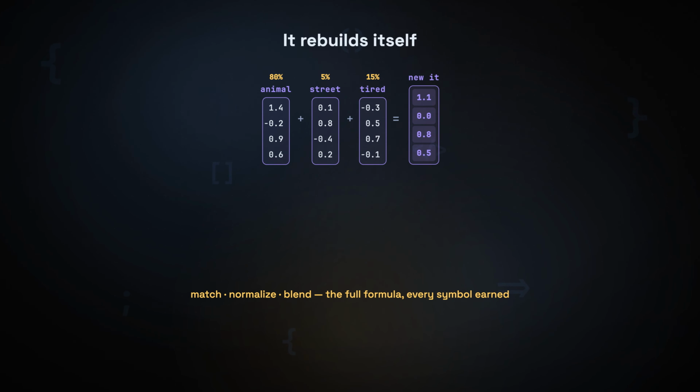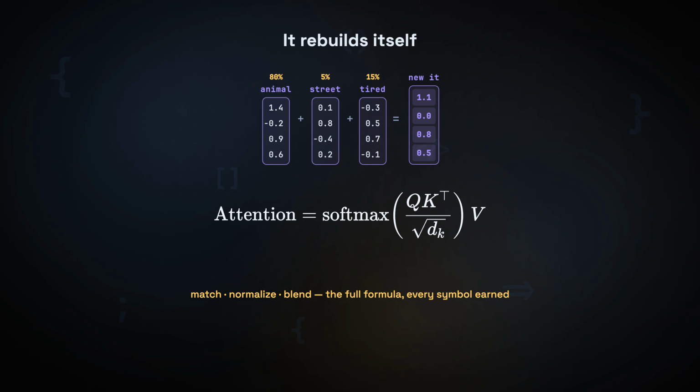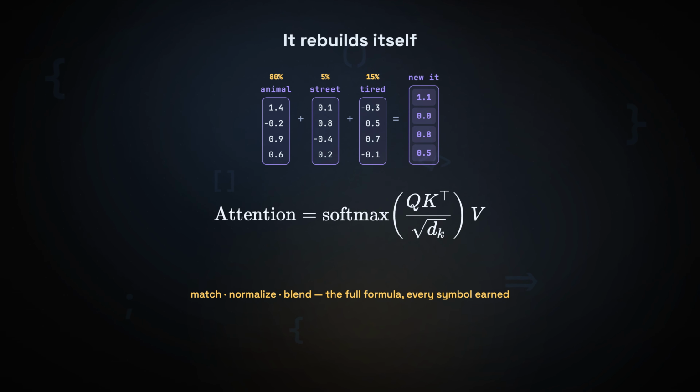Because animal dominates the blend, the new vector for it now points mostly toward animal's meaning. It has literally absorbed what animal is. And the complete formula is now fully earned, every symbol explained: attention equals softmax of QK transpose over root length times V. Match, normalize, blend.